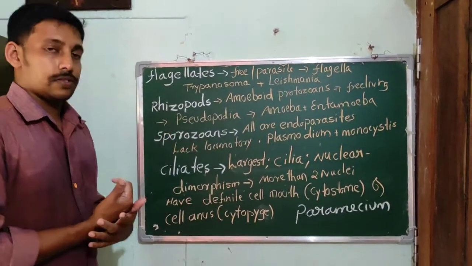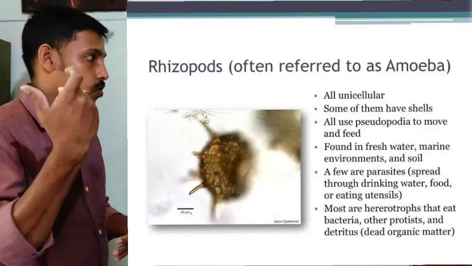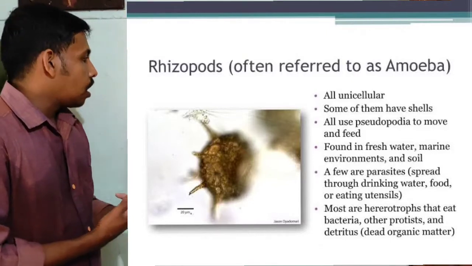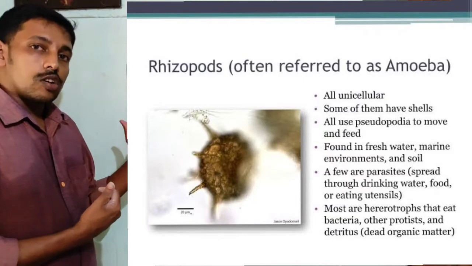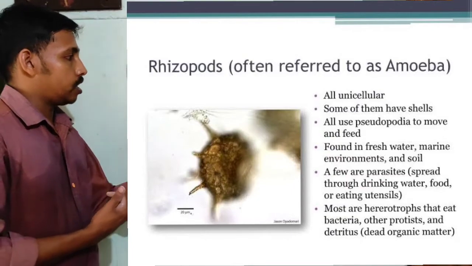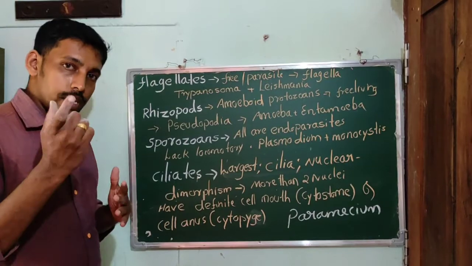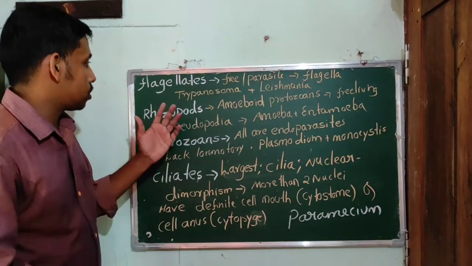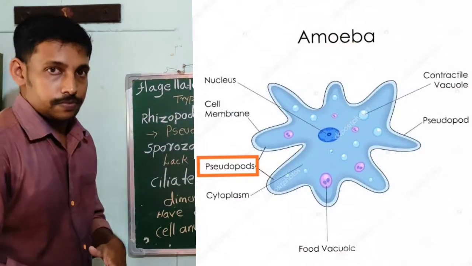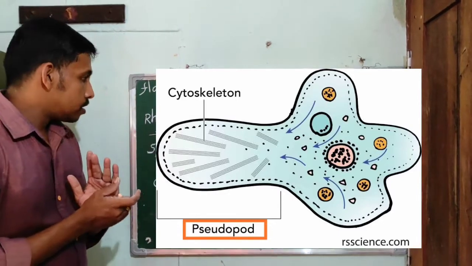Then rhizopods. These are amoeboid protozoans, and they are mostly free living, and their locomotory organelles are known as what? Pseudopodia. They are found in marine, freshwater, and also in moist places. The examples are Amoeba and Entamoeba. So their locomotory organelles are what? Pseudopodia.